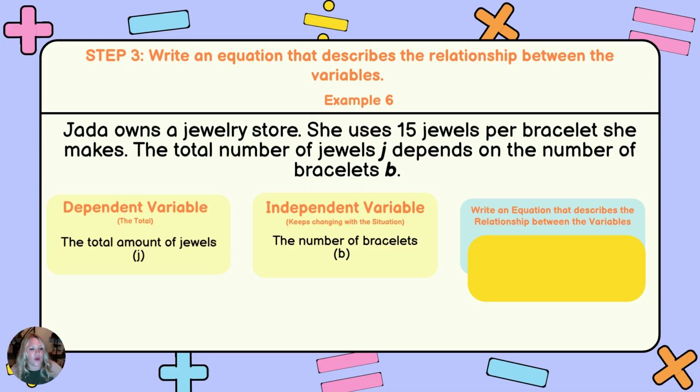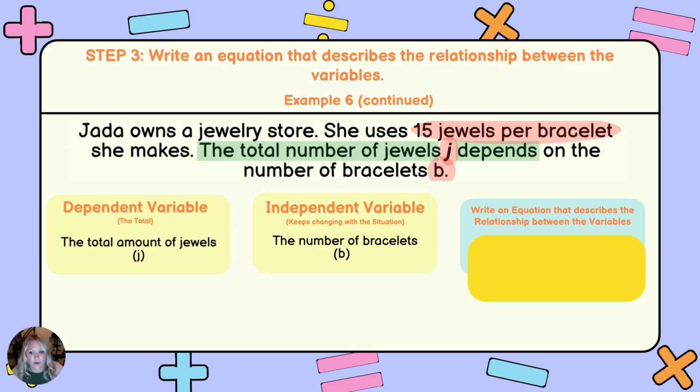So now we're going to write an equation. She uses 15 jewels per bracelet she makes. So every bracelet is 15 plus 15 plus 15 plus 15. So here we're going to use multiplication because we're repeatedly adding those 15 jewels for every bracelet she makes. And so that would equal J. So J equals 15B.